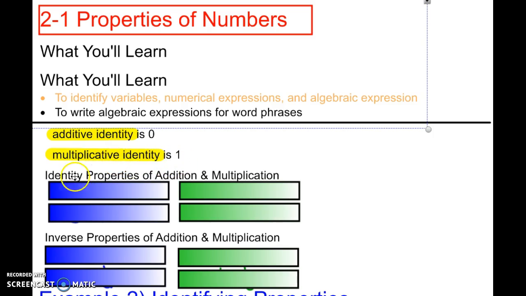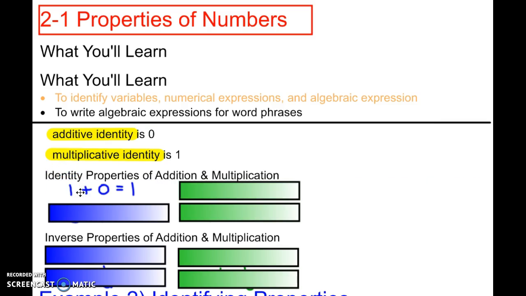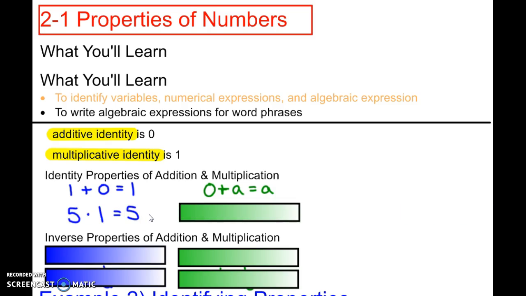The identity properties I remember as keeping the identity. So I want to keep my identity. Notice 1 plus 0 still gives me 1. 1 kept its identity. With letters, 0 plus a gives me a. Notice a kept its identity. Multiplication: 5 times 1 is 5. So 1 is the multiplicative identity, and 1 times b is b.